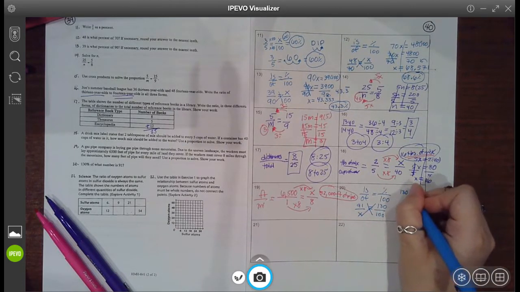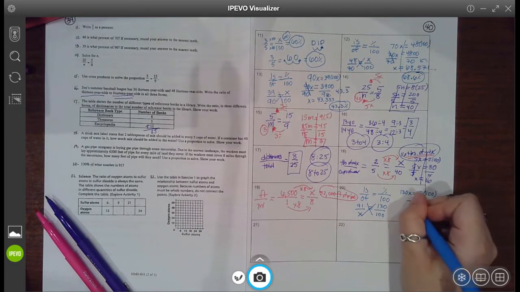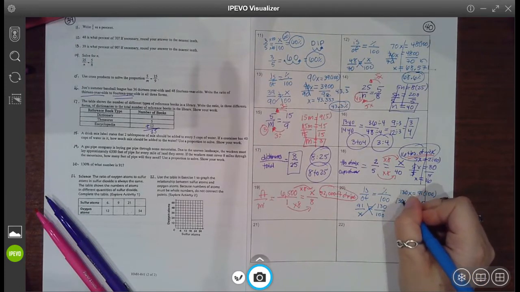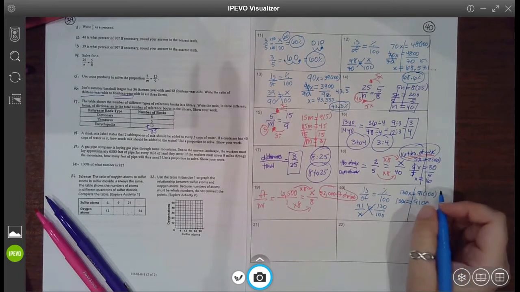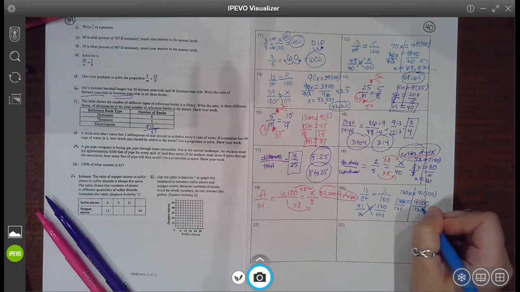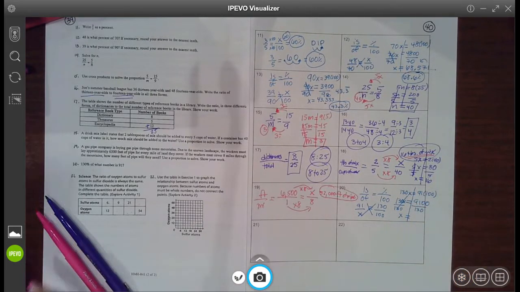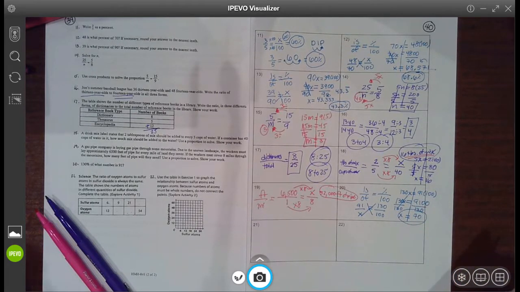Well, 130 times x is equal to 91 times 100. Well, 91 times 100 is 9100, and set that equal to 130x. To get x by itself, you want to divide both sides by 130. Those cancel, and you get x is 9100 divided by 130, 70. There you go. x is 70.